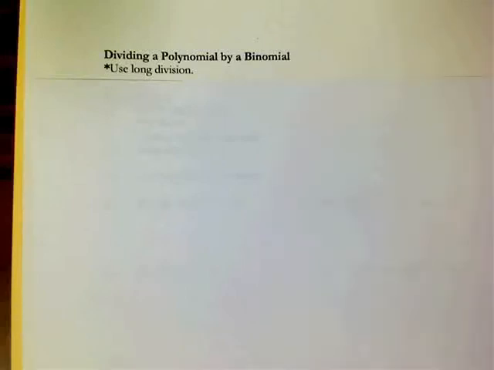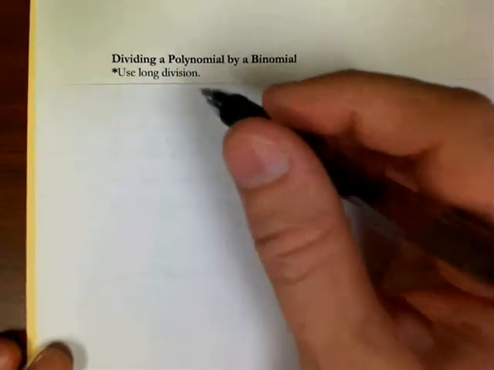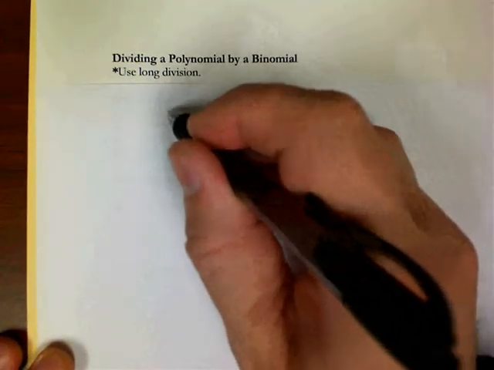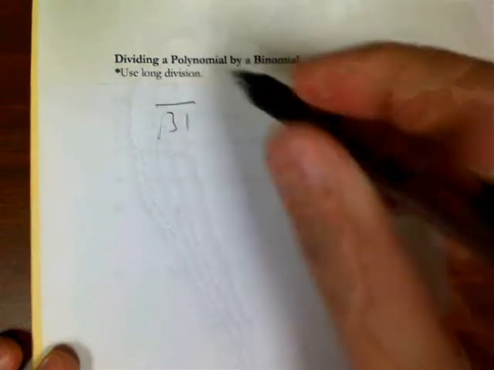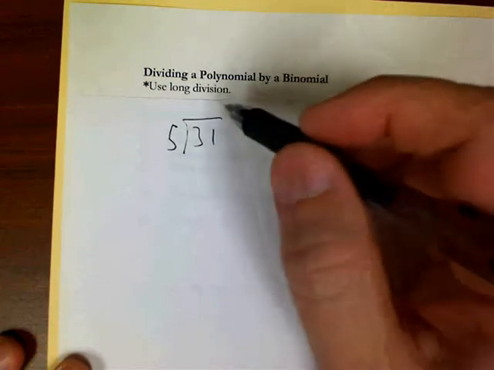Dividing a polynomial by a binomial. Before we do one of those, let's just do a basic division with numbers. Let's do 311 divided by 5. Here we go. We're going to divide.